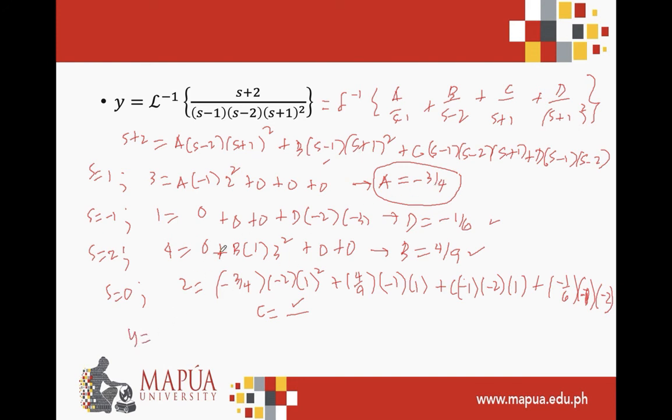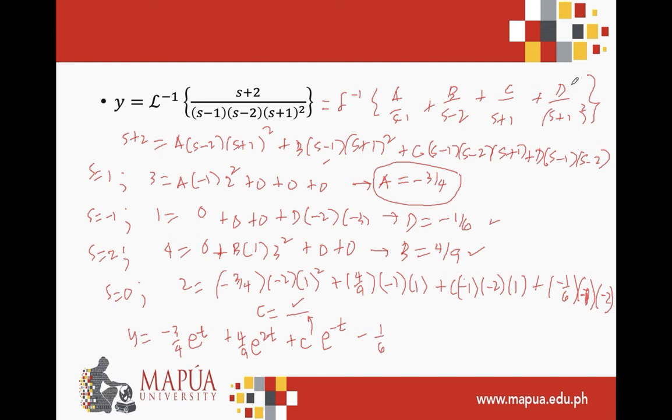So a here is negative 3 over 4. So negative 3 over 4, this is exponential, so e to the t. And then this is also exponential. b is 4 over 9, so 4 over 9 e to the 2t. Your a here is negative 1. So plus c, whatever you will get here, multiplied by e to the negative t. This one is a translation, no? Your d is negative 1 over 6.